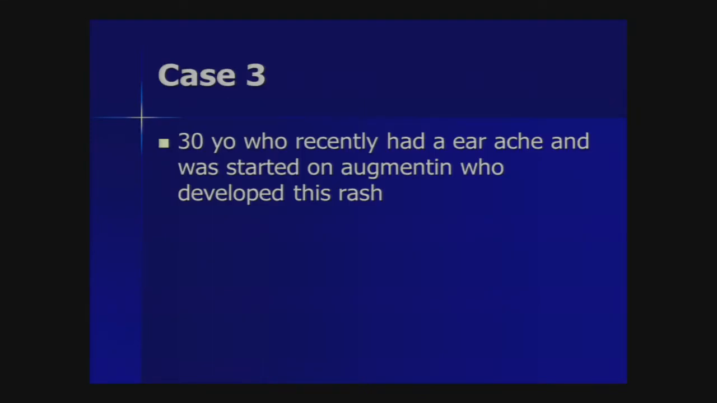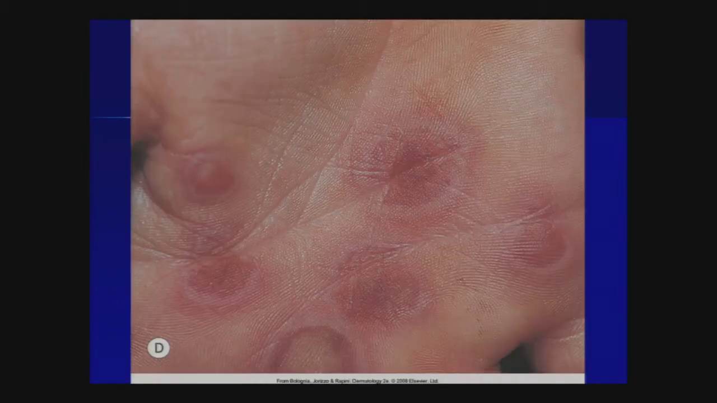So let's move on to case 3. It's a 30-year-old who recently had an earache, was started on Augmentin, and developed this rash. On the hands, there are targetoid lesions. You can tell there are 3 different colors within it, which is important to distinguish from urticaria, where the center is typically clear or lighter. So this has 3 different colors.